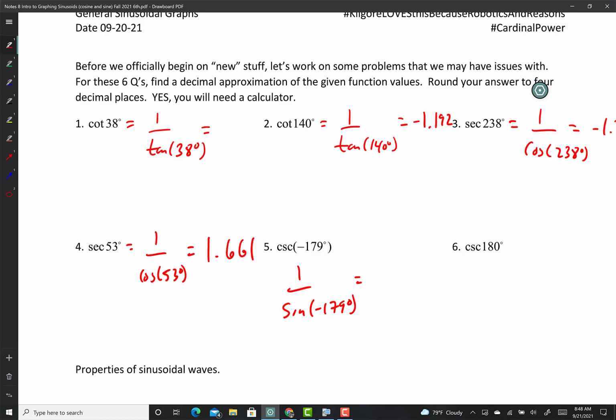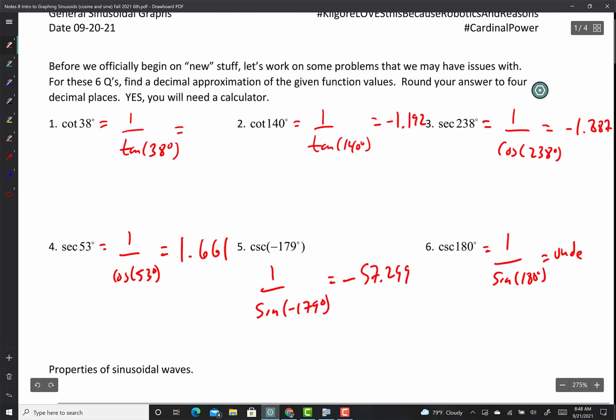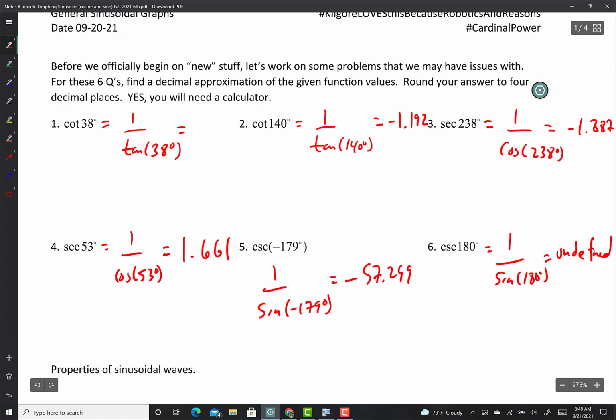What is number 5? This should be a negative big number. 40 or 50? 299. Okay. And number 6, without a calculator, can you tell me what this one is? Undefined. You can't divide by 0. So if you try to do it in the calculator, it'll give you an error. Cool? Okay.